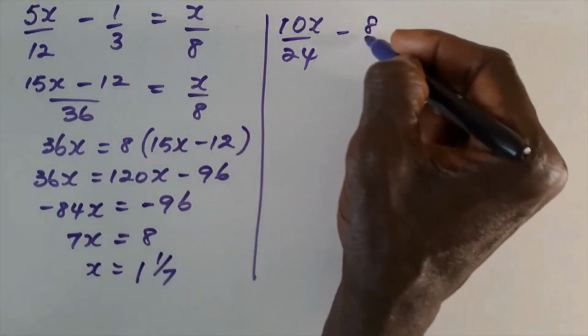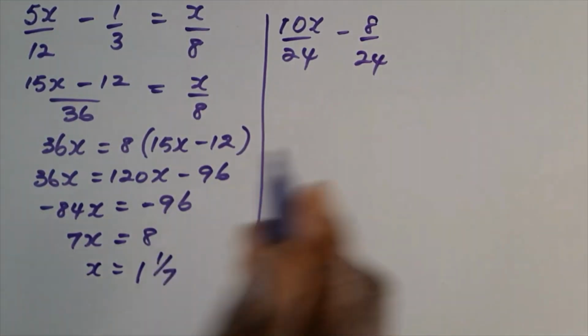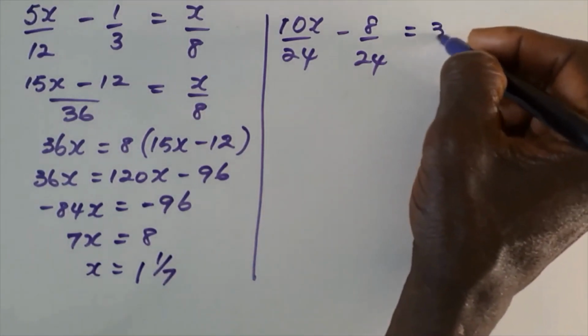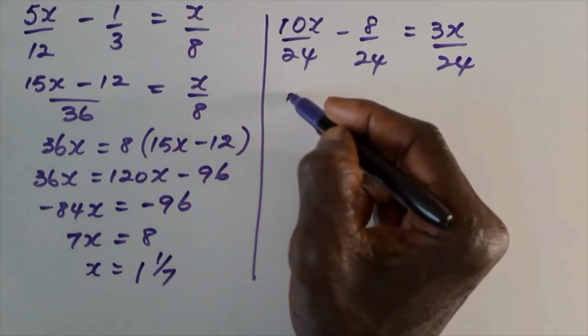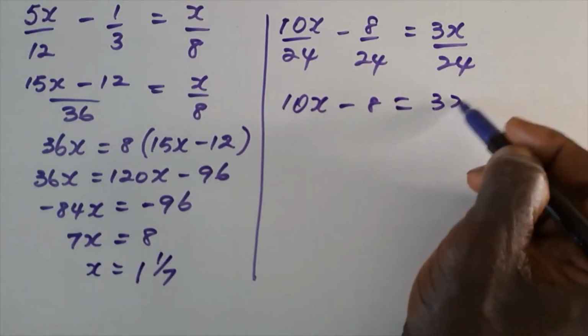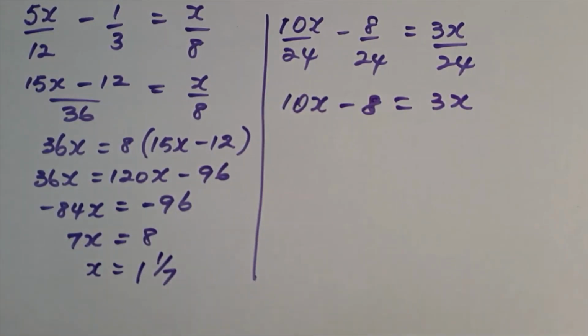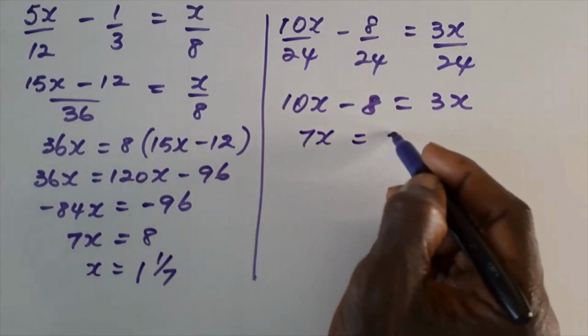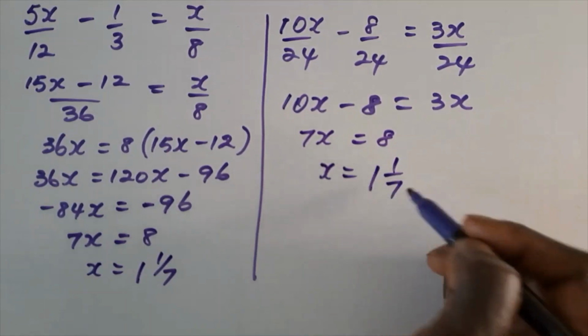And this becomes 8 over 24. We multiply the numerator and denominator by 3. And lastly, 3x over 24, multiplying both numerator and denominator by 3. And so if we multiply both sides by 24, we're just left with the numerators. So 10x minus 8 is equal to 3x. We have that 7x is equal to 8, and like what we have here, x is equal to 1 and 1/7.